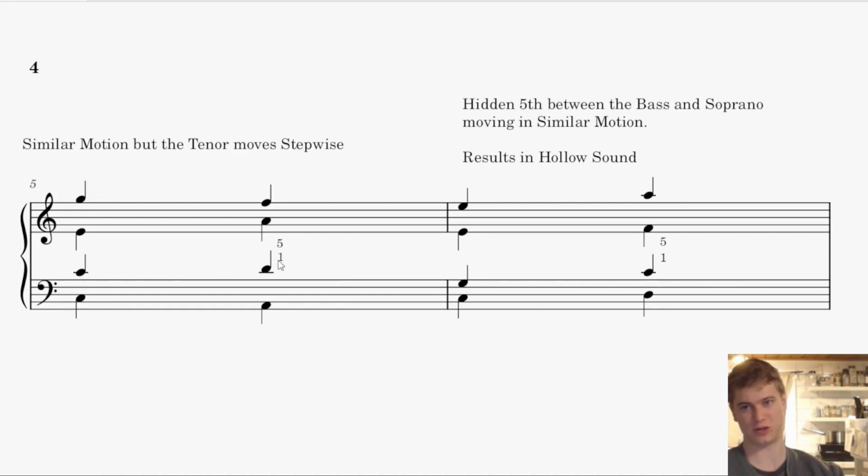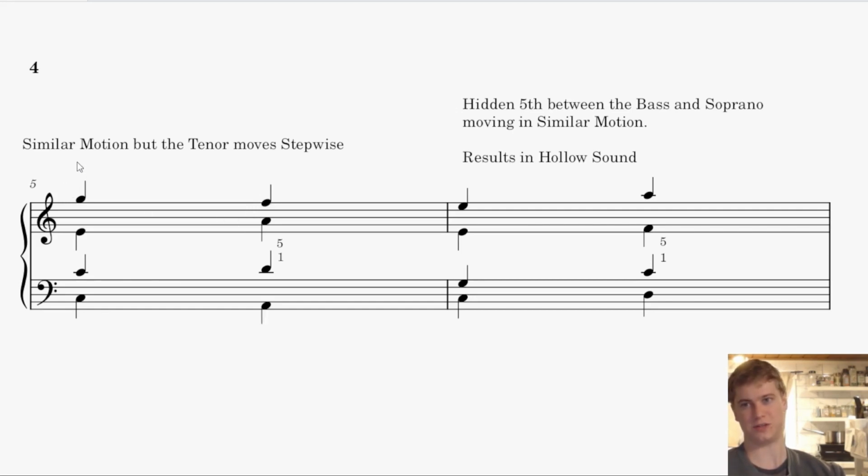It's moving in contrary motion to what would actually be a compound fourth of A and D. Okay, next we see a compound fifth or a hidden fifth between the bass and the soprano. So we have a C here and a G up here creating a compound fifth. And then as you can see, it's moving in similar motion away from this compound fifth to what would be a compound sixth in between the bass and the soprano here with A and F.